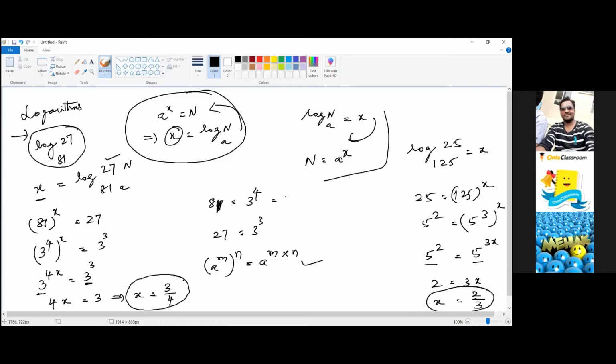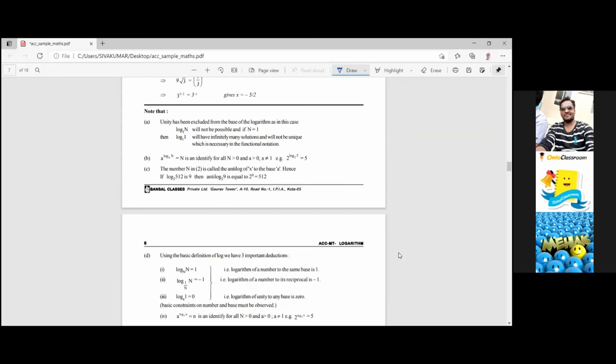Are you understood, right? Yes, sir. We have some note points. Unity has been excluded from the base of the logarithms in this case. So log n will not be possible if the base equals 1. So log 1 base 1, you are getting infinity.